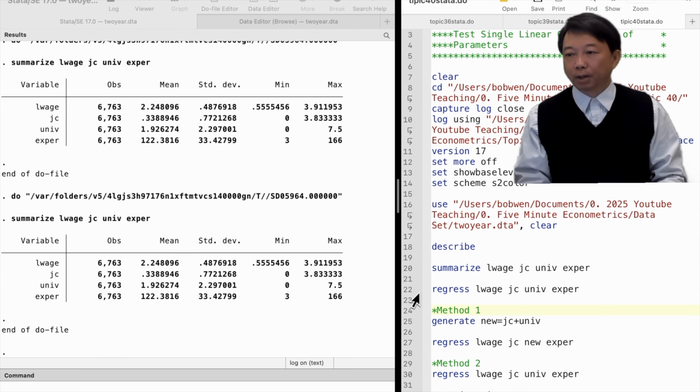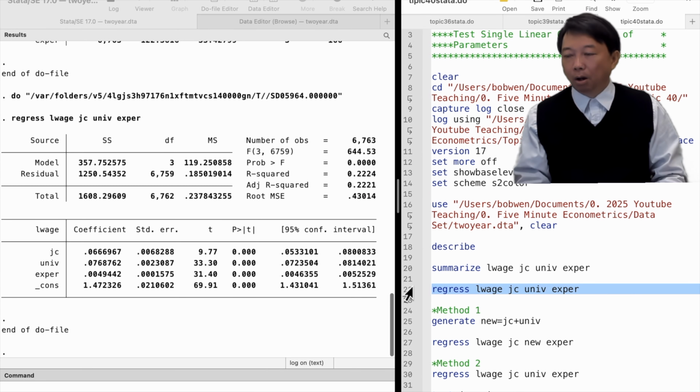The OLS results indicate that all explanatory variables are individually statistically significant at any conventional level because the p-values are 0 to 3 decimal places. It involves testing a hypothesis on a single parameter we have learned in past videos.